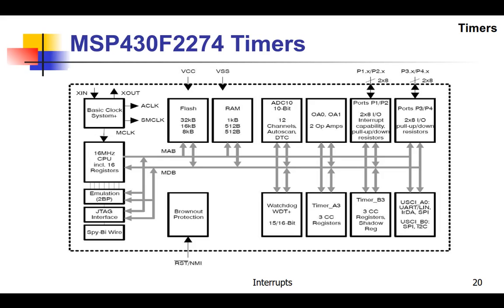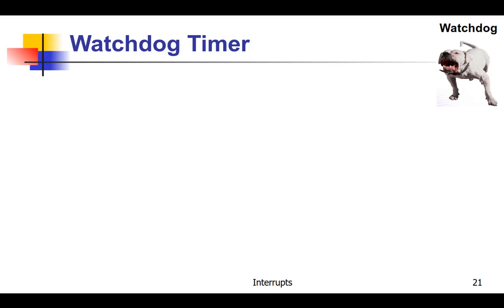There's also brownout detection, but the thing we're going to look at are the timers: the watchdog timer, the Timer A3, and the Timer B3. There they are right there. Let's first look at the watchdog timer.